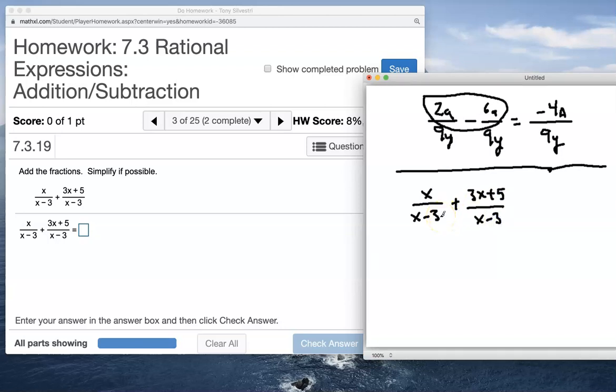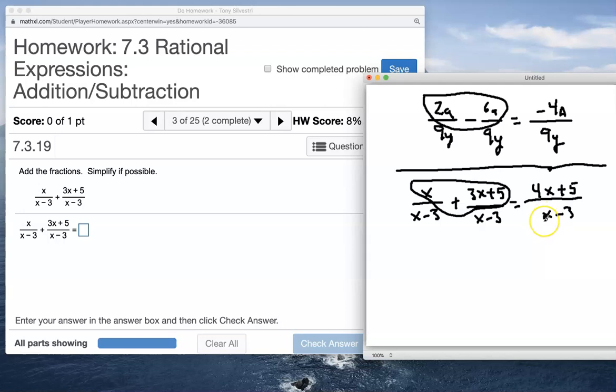Because here's the thing. I've got the same denominator, x minus 3. The end answer is going to have the same denominator. The top is simply going to be the numerators added. So x plus 3x plus 5. Combine your like terms: 4x, that combines the x terms, plus 5. And I'm thinking that's the best you can do with this.